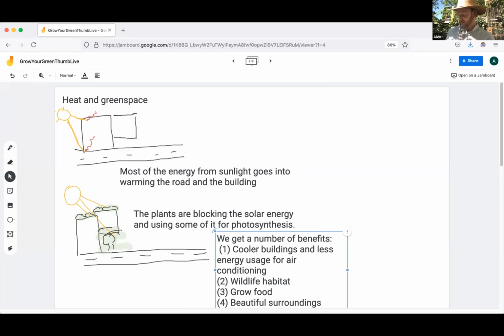Okay. So at this point, I would like to go ahead and launch our first poll question for everyone that's participating. So our first question is, how much space do you have to garden with? Do you have a table or a window? Do you have a small to medium-sized outdoor plot, or do you have a large outdoor space?